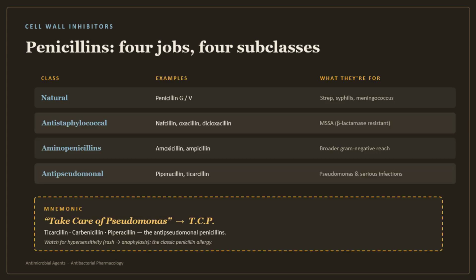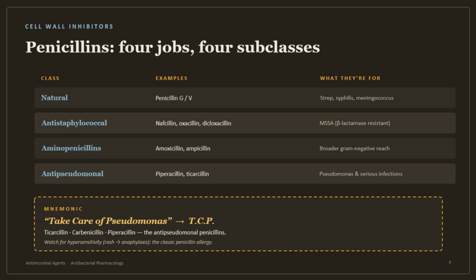Let's get specific with the penicillins, because there are 4 subclasses and each one has a job. I want you to think of it as 4 jobs, 4 tools on the belt. First, the natural penicillins. Penicillin G and V, these are your go-to for strep, syphilis, and meningococcus. Classic, old school coverage. Second, the antistaphylococcal penicillins, nafcillin, oxacillin, dicloxacillin. These are built to resist beta-lactamase, so they handle MSSA, methicillin-sensitive Staph aureus.